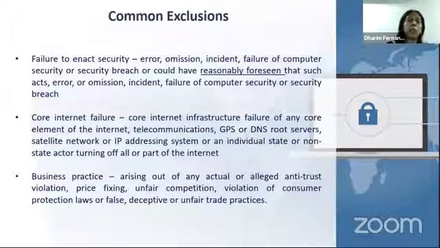Any conventional security programs that should be running, if they're not there, then there is a possibility that the claim or the loss will not be covered. Core internet failure: that is failure of any core element of the internet, telecommunication infrastructure, GPS, DNS, root servers, satellites. Any failure in these will not be considered for cyber insurance, because it's beyond the control of the insured or the policy holder. Also, various unethical business practices arising out of any actual or alleged antitrust violation, price fixing, unfair competition, anything relating to that will be an exclusion.